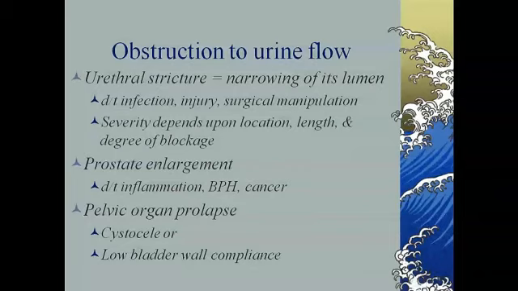Pelvic organ prolapse, such as a cystocele or low bladder wall compliance. With the cystocele, your bladder prolapses into the vagina. This will cause urgency and signs and symptoms of an overactive bladder. So you'll go frequently, very small amounts. A low bladder wall compliance means that the bladder cannot stretch and accommodate the urine. So you end up with a hydroureter, hydronephrosis, and impaired renal function.